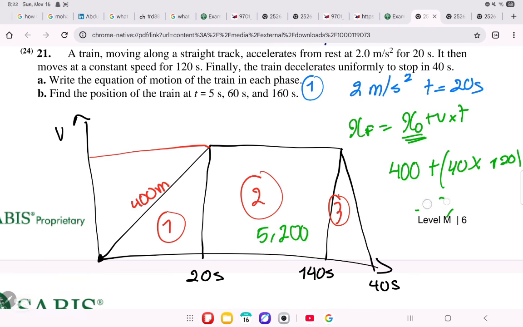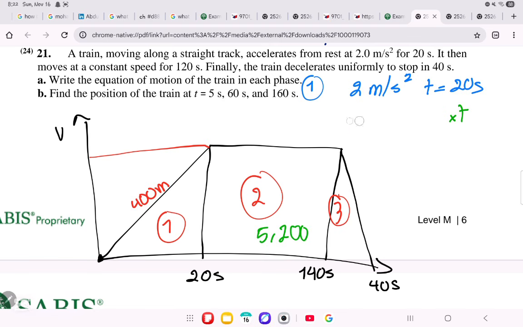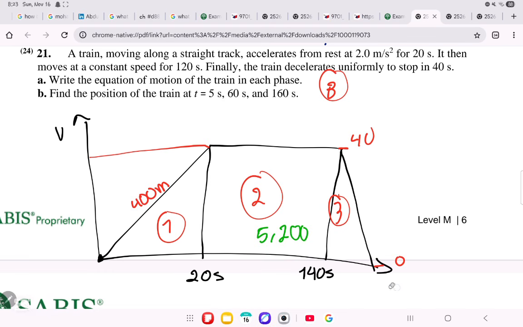Now, for the third phase of motion, what is it? It is uniformly accelerated rectilinear motion, but we need to find the acceleration. How do we find the acceleration? I have velocity initial, 40. I have velocity final, which is 0, and I have the time, which is 140 plus 40, 180. So 40 seconds difference, right? So I can find the acceleration by doing v final minus v initial over time. So it's going to be 0 minus 40 over 40 seconds. So it's minus 1.